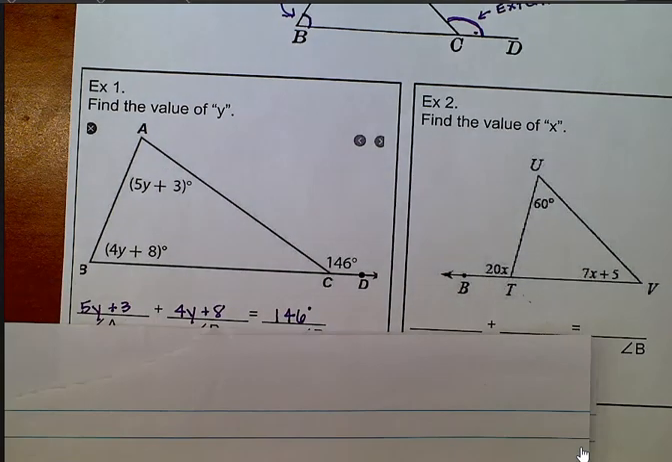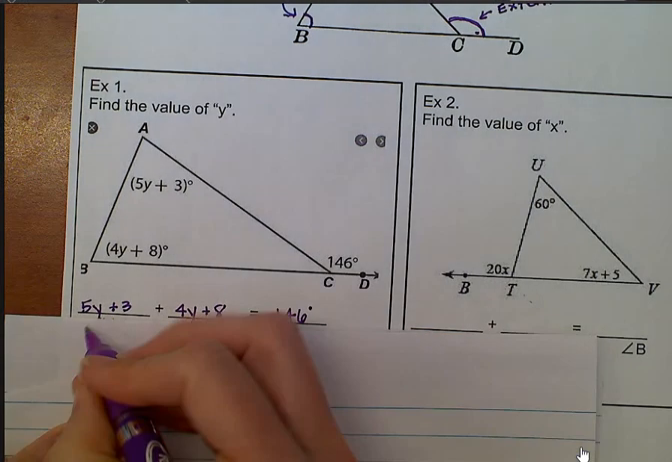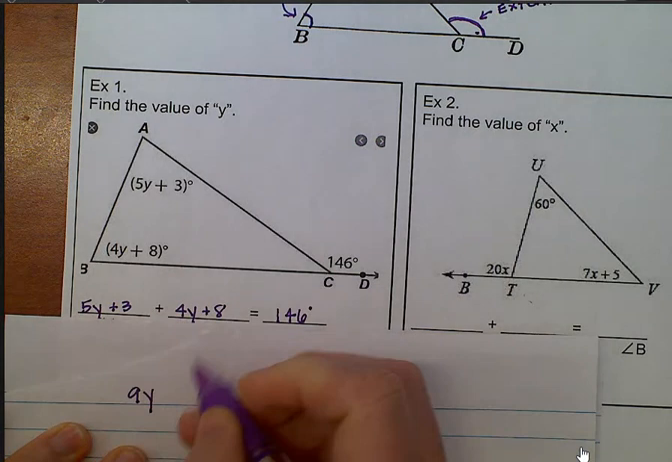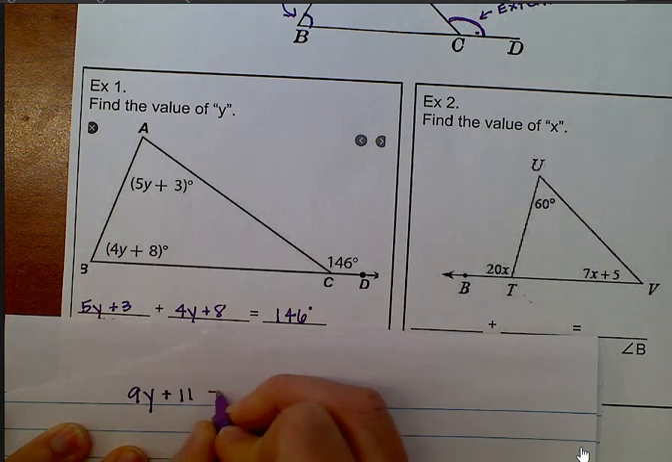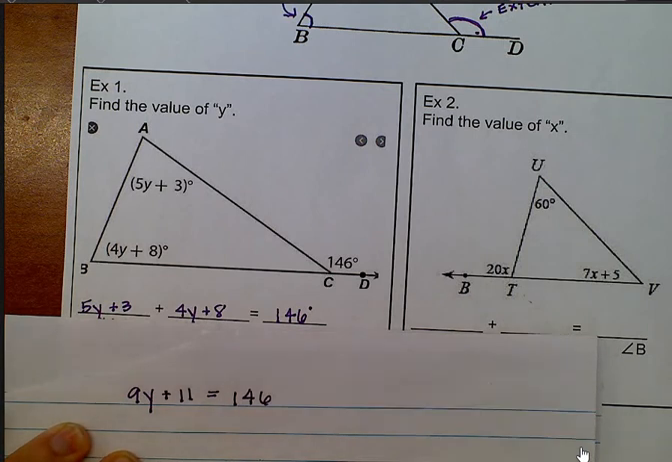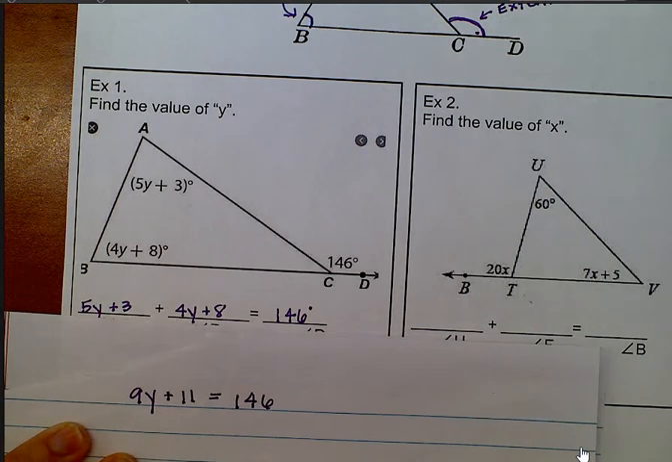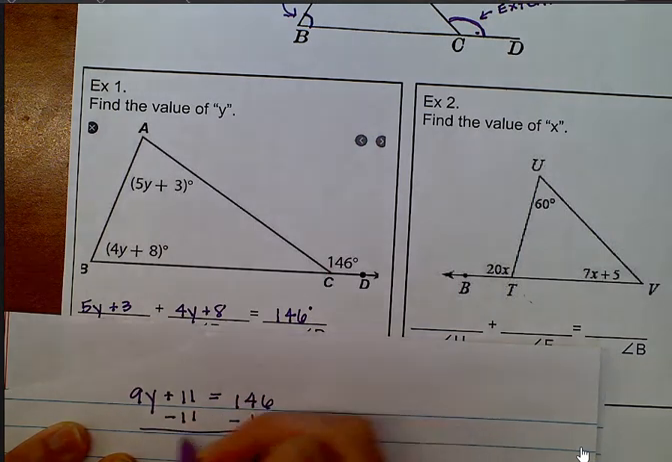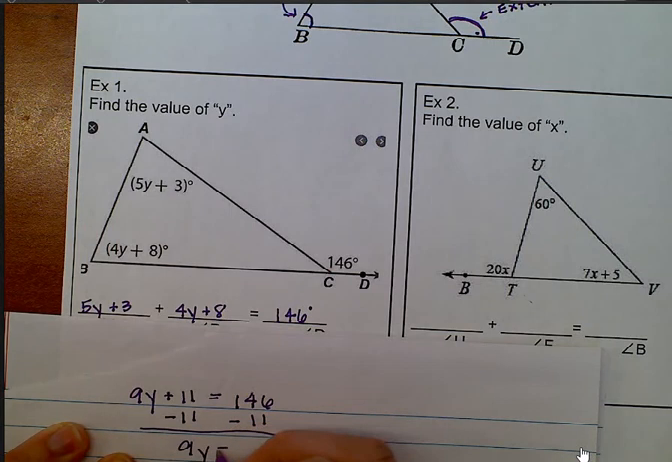We'll start by combining our like terms, so 5y plus 4y is 9y, 3 plus 8 is 11, and all of that should still be equal to 146. All I've done is combine my like terms. I haven't moved anything across my equal sign yet. I'm going to start by subtracting 11 from both sides. And I end up with 9y equals 135.